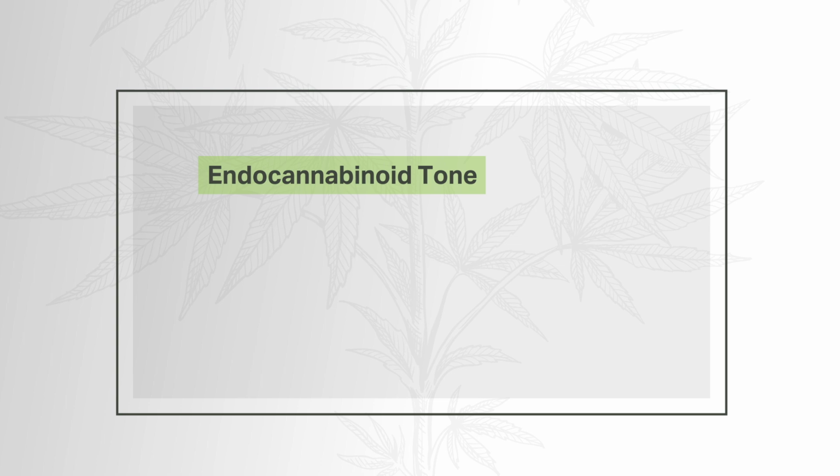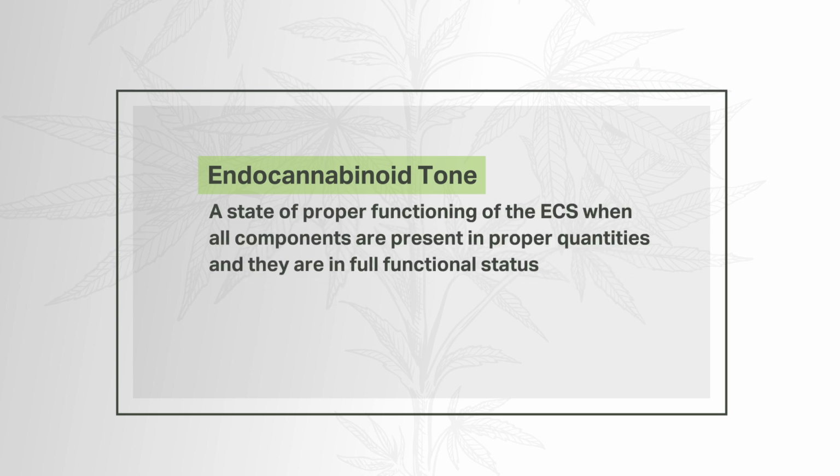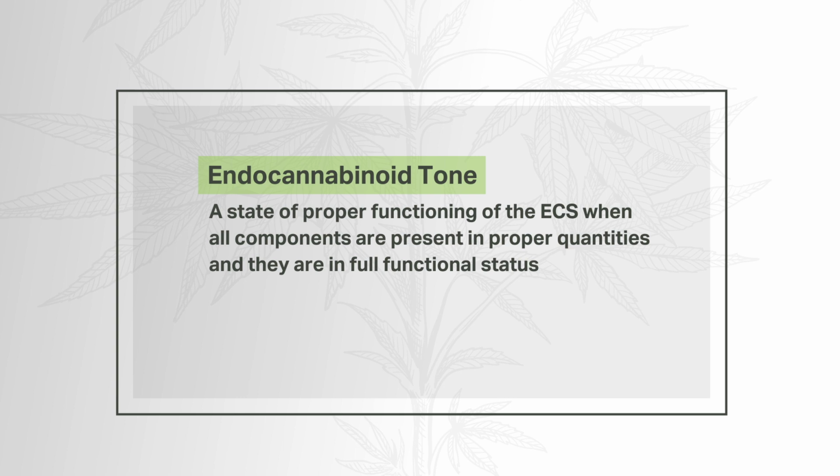Taken together, you can see that the function of the ECS is extremely complex, and different parts have to work together properly in order to make sure that the system keeps the body in homeostasis. Together, we define this notion as endocannabinoid tone, basically a state of proper functioning of the ECS when all components are present in proper quantities and in a fully functional status, available to perceive and transmit endocannabinoid signals throughout the body. Endocannabinoid tone is influenced by physical activity, nutrition, and stress management in our bodies.